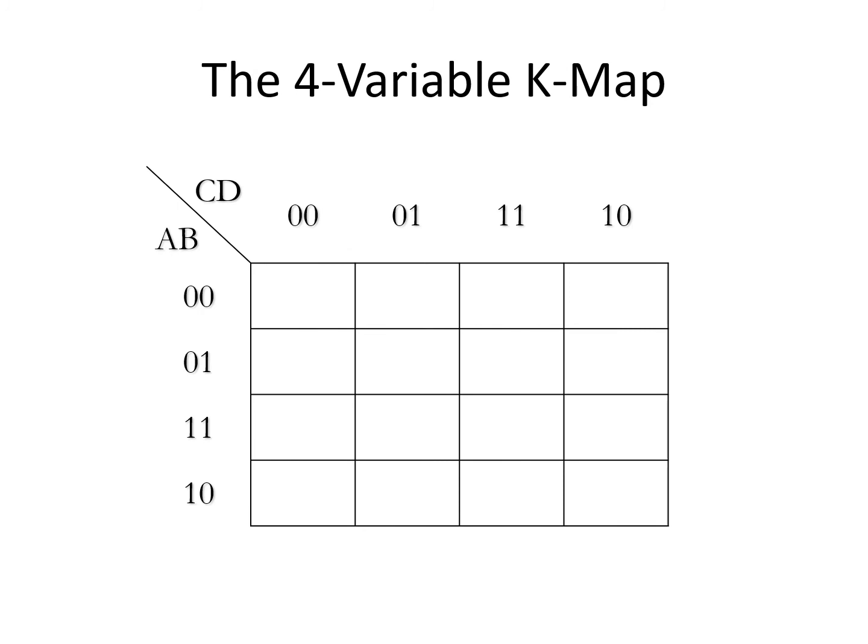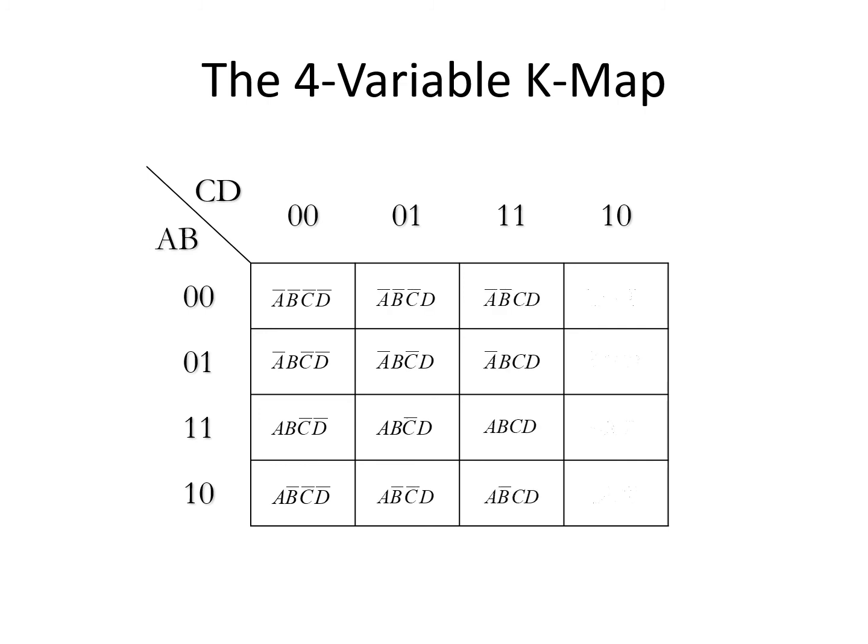Next we have a 4 variable K-map. As we have listed the 3 variable K-map, here A, B and C, D are the 4 variables. So A, B on one side and C, D on the other side. Similar to the previous, we will be having the A bar, B bar, C bar, D bar. Like that, we have all the product terms coming there.